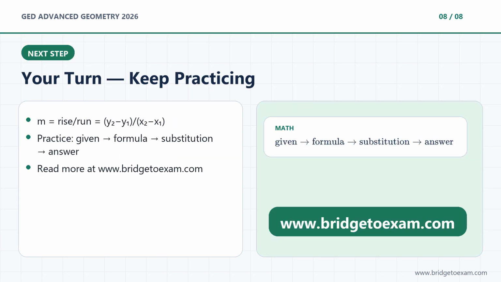Excellent work today. You can now find slope as rise over run from 2 points, from a table, and from a real-world rate. And you can read all 4 kinds of slope. Your mastery check is the 10 practice questions for this session. For each one, write it out this way: given information, then formula, then substitution, then the answer with units.